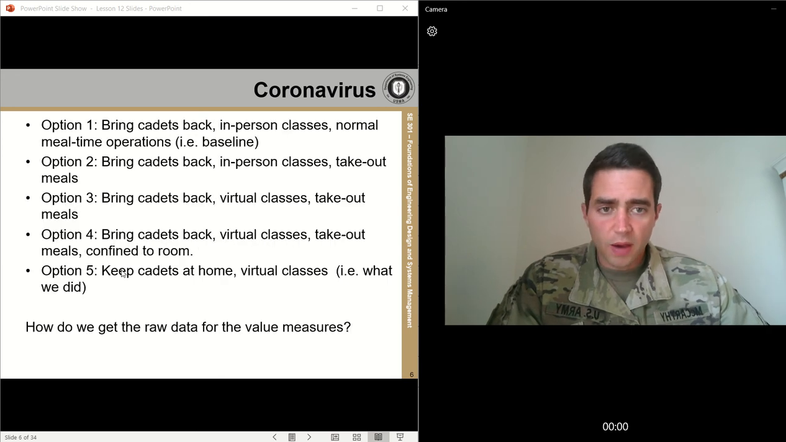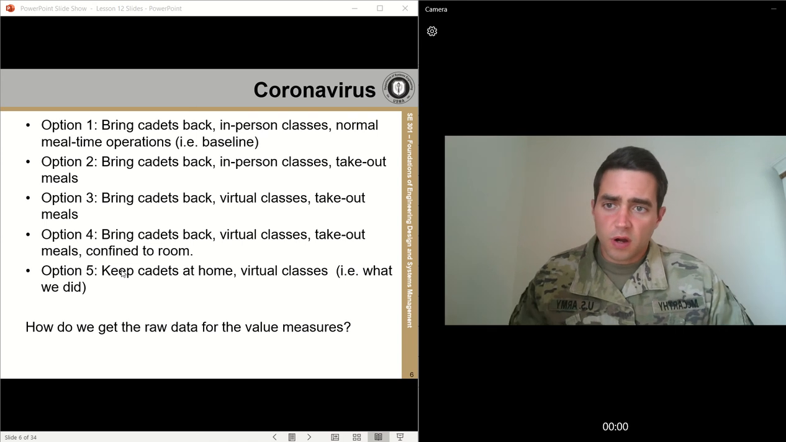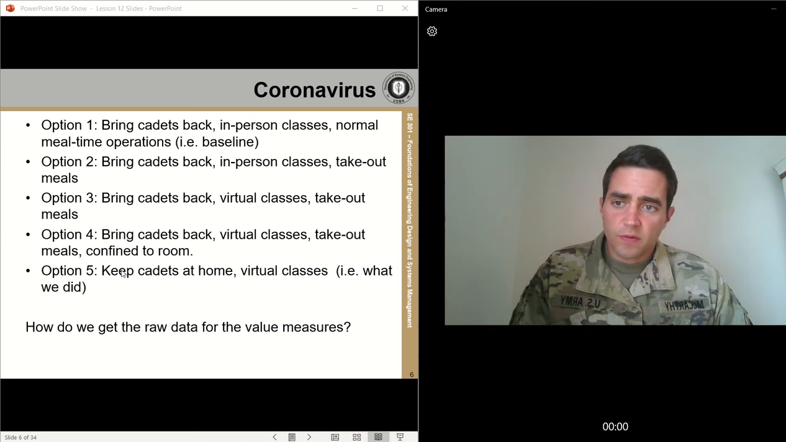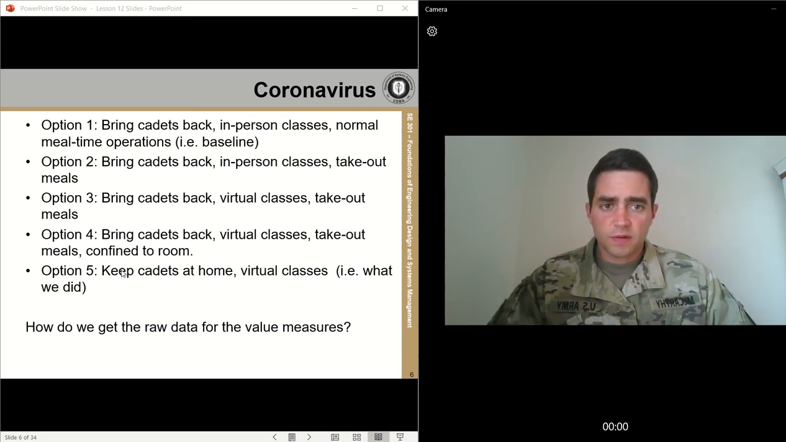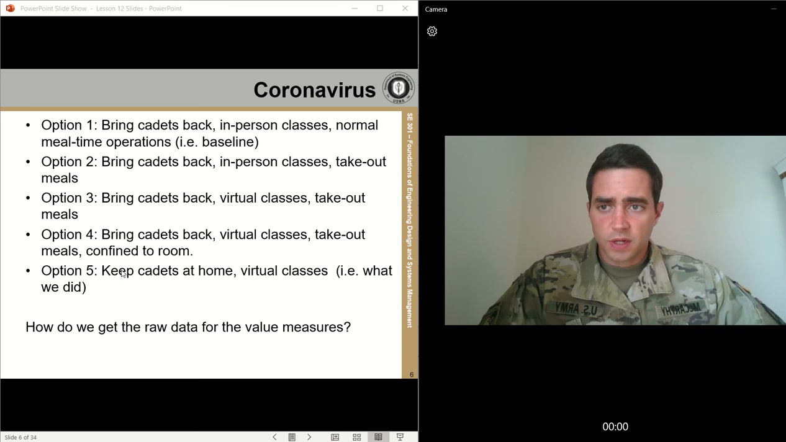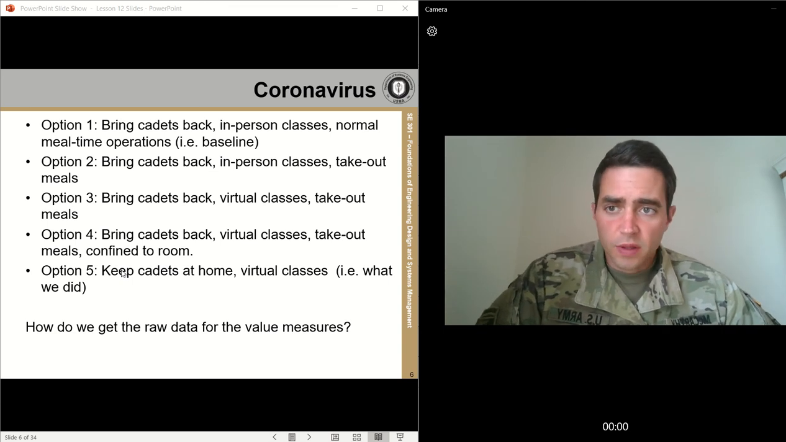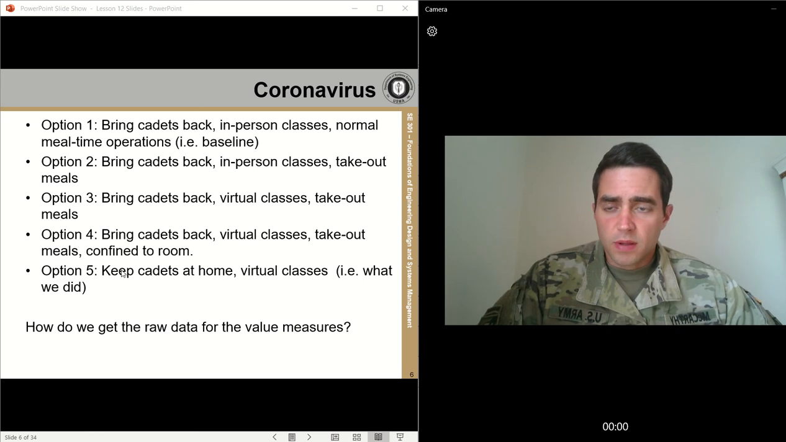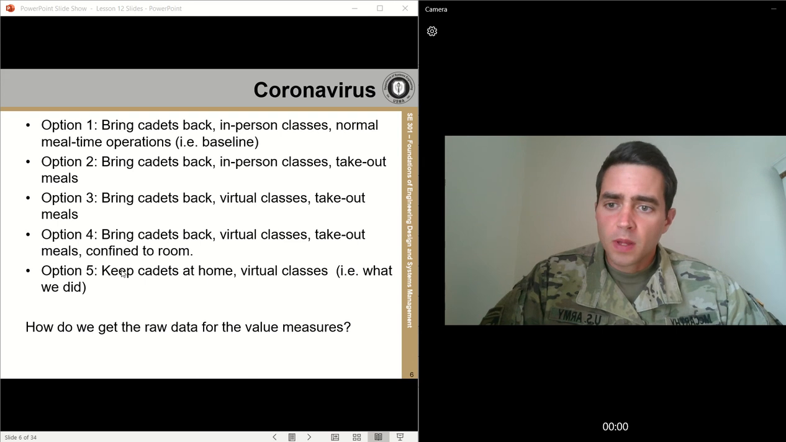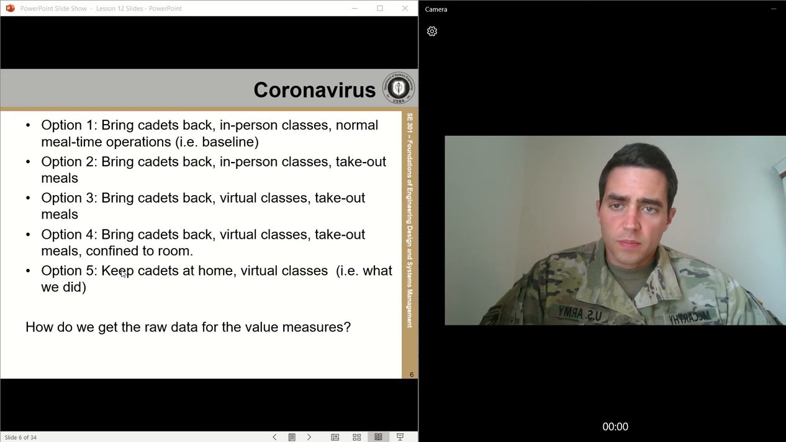After we've done that, we identified what our values are and what our functions should be. We've created some options through alternative generation and idea generation. And here are 5 options that we've come up with in response to the problem statement that our stakeholders have explained to us. But you'll notice the question at the bottom there: how do we get the raw data for the value measures?